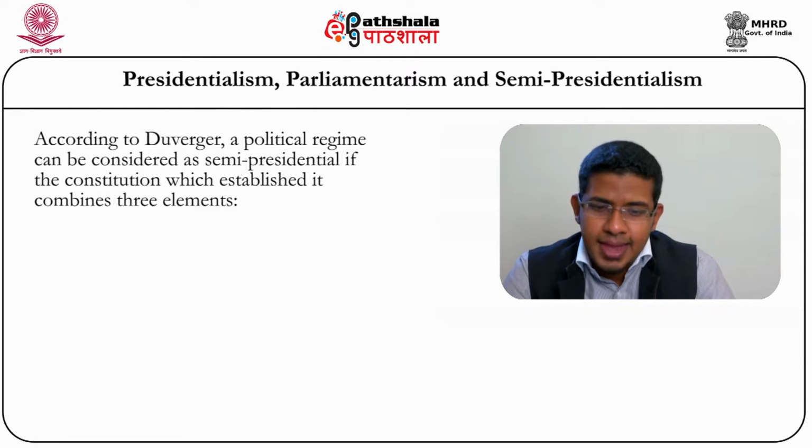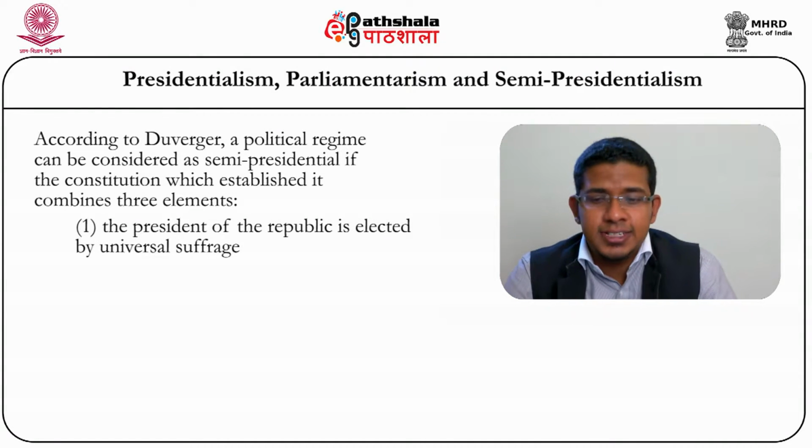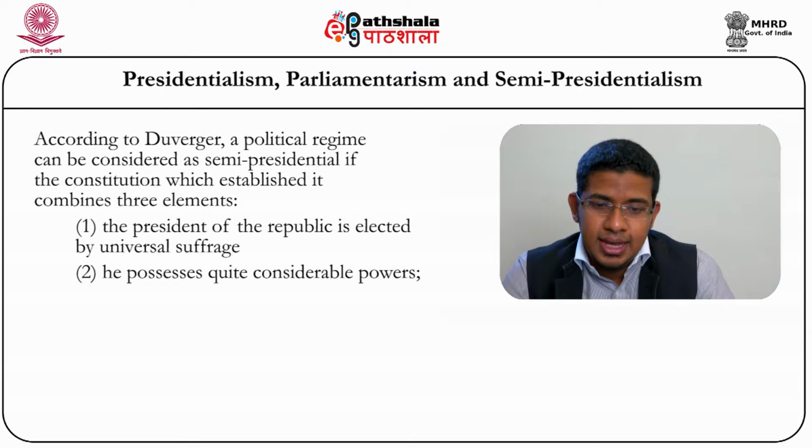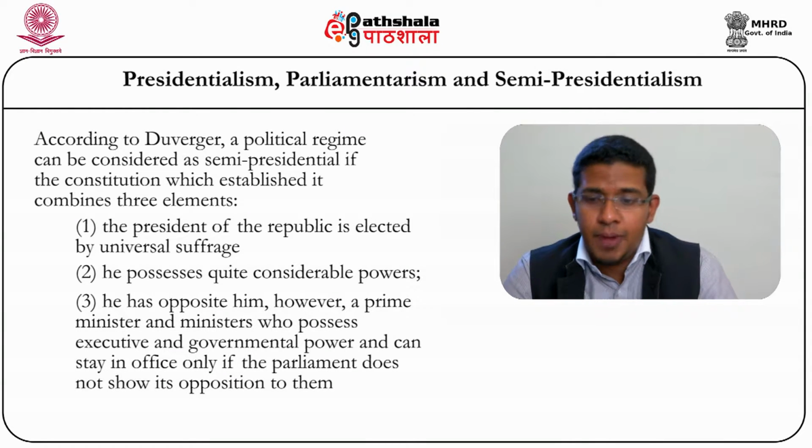First element, the president of the republic is elected by universal suffrage. Second, the president possesses quite considerable powers. Third, the president has opposite him a prime minister who possesses executive and governmental power and stays in office only if the parliament does not show its opposition. So these are the three factors that make a semi-presidential system.